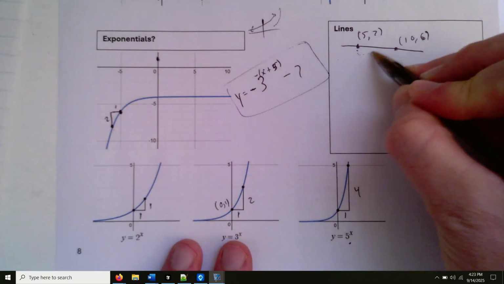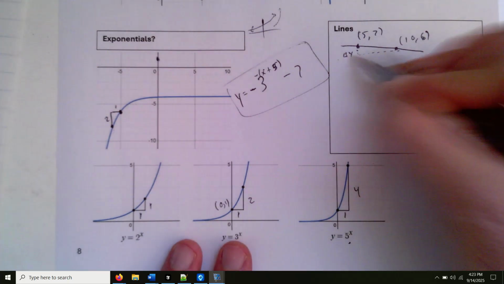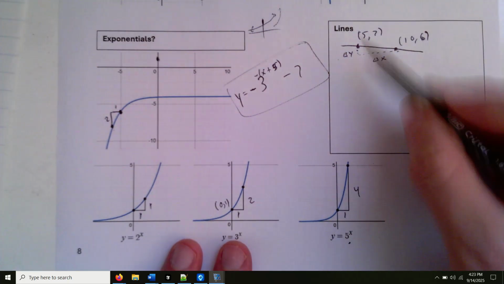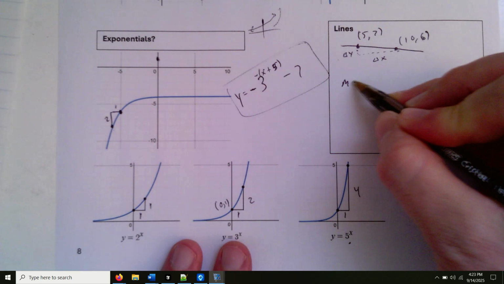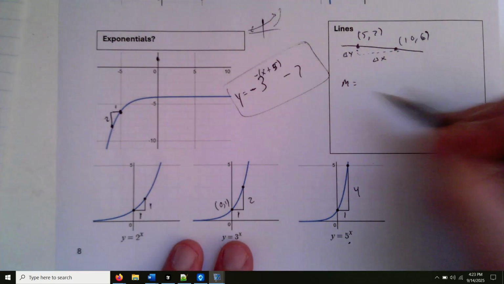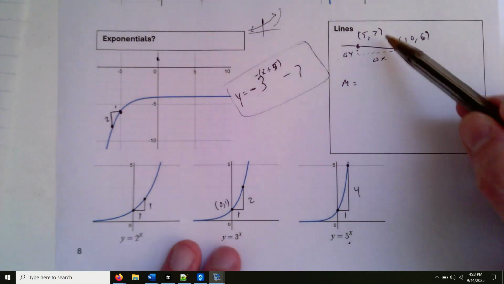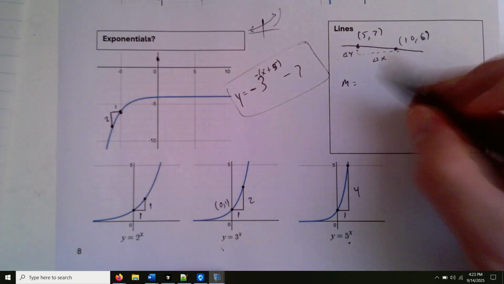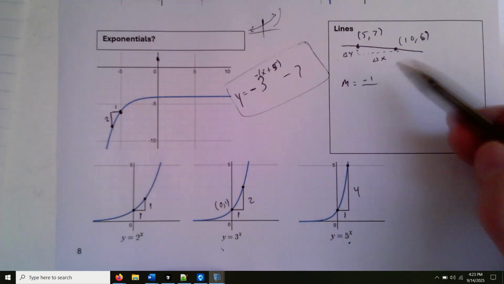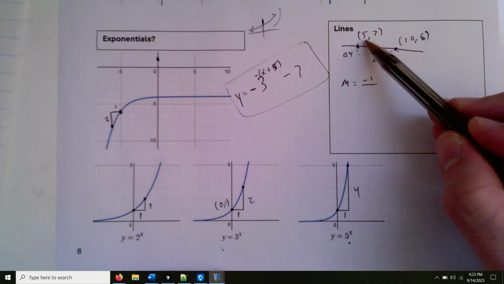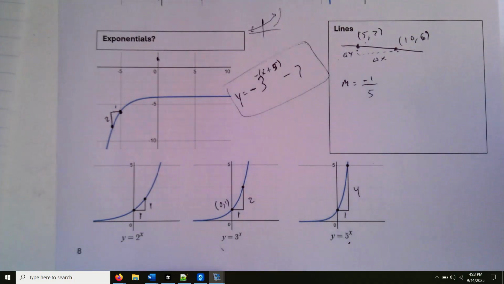What you'll do is you'll figure out what the slope is. So what's that change in y over change in x, rise over run. Usually we use m to designate the slope. So the change in y would be 7 down to 6, so that would be minus 1. The change in x would be from 5 up to 10, so that would be 5. So that's a slope of negative 1/5.